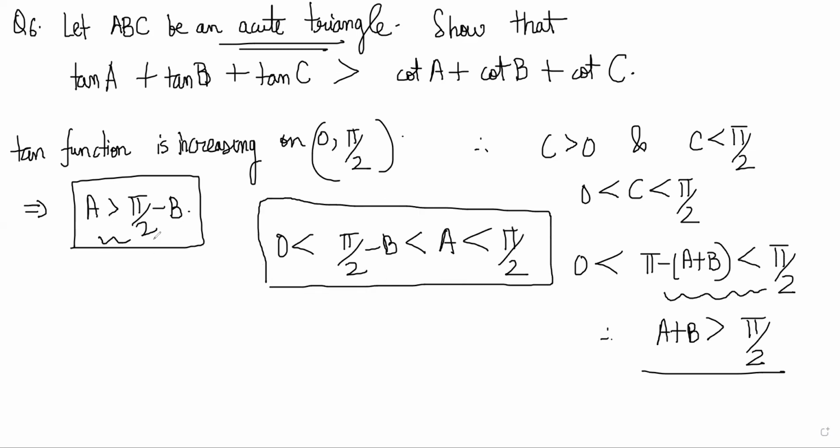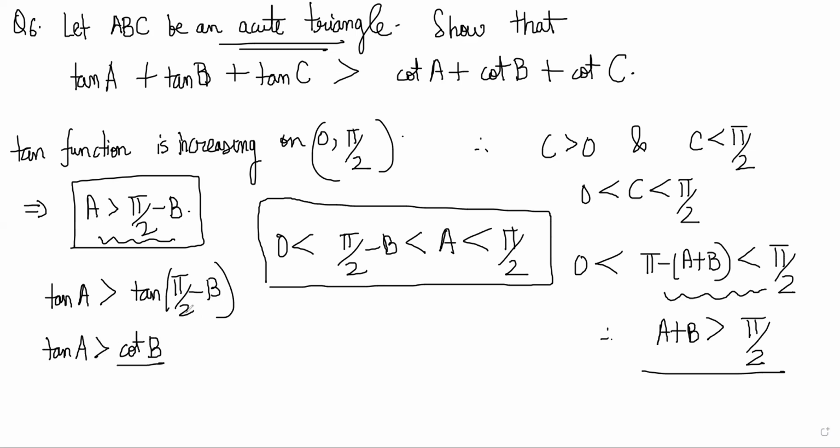So if you have this situation, if I take tan on both sides, I will get tan A is greater than tan of pi by 2 minus B, because tan is an increasing function. So if the angle is greater, the tan is greater. So we can show here that tan A is greater than cot B, because this is a complementary angle, tan pi by 2 minus B is equal to cot B. So we have proved that tan A is greater than cot B.